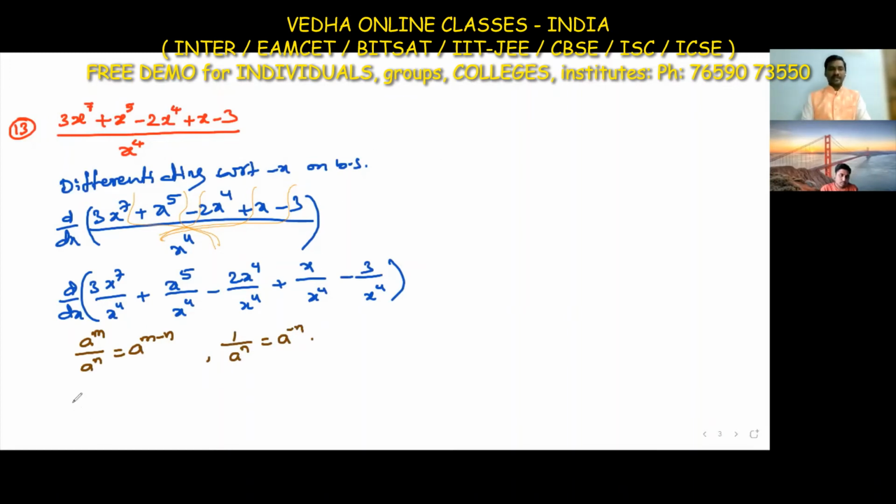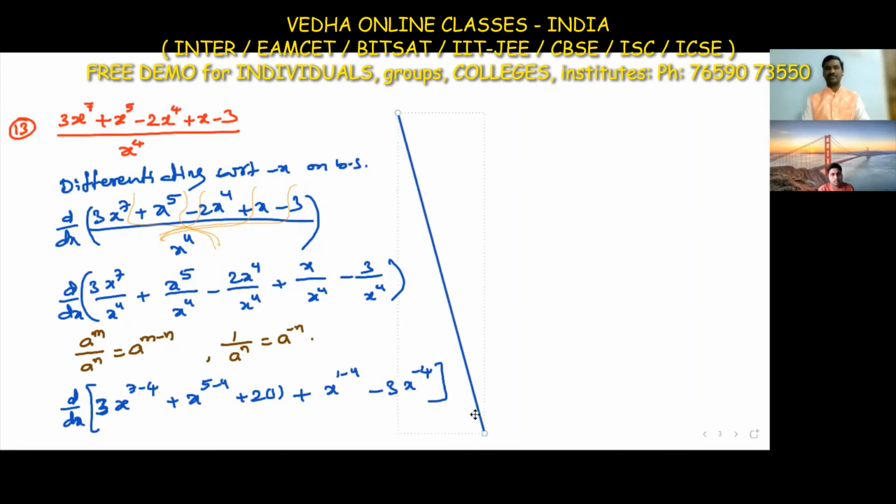So d by dx of, we are not differentiating, just the simplification part only. 3 into x to the power 7 minus 4 here, plus x to the power 5 minus 4 here, plus 2 into x power 4 cancel, so we get 1 here, and 1x cancel, or otherwise x to the power 1 minus 4, minus 3 into x to the power minus 4. Taking to numerator means here we get the negative sign. It becomes negative.